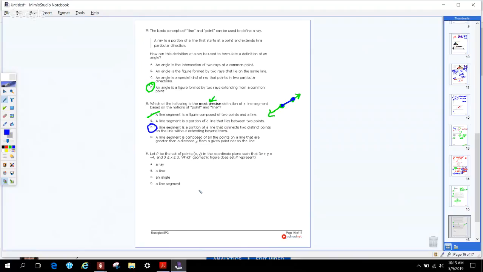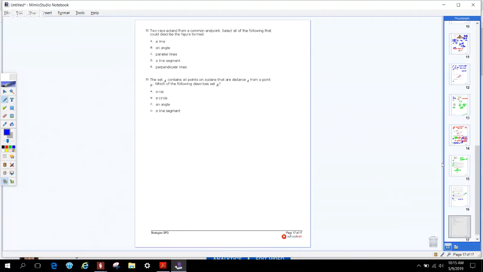31, let P be the set of points XY in the coordinate plane such that 3x plus y equals -4. You won't have a question like this. Cross out 31. I missed that one. If you want to do it, the answer is a line segment. I mean, it makes sense because it's distinct, but you won't need that one.